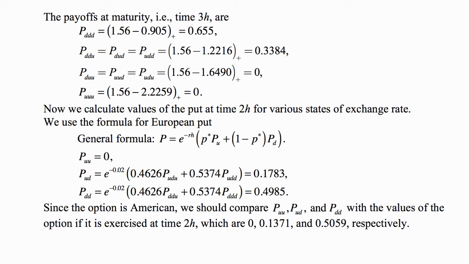For dd, we use the same method, the expected present value under risk-neutral probability using the risk-free rate, over the two nodes that this PDD leads to, PDDU and PDDD. That turns out to be approximately 0.4985. Since the option is American, we should compare these with the values of the option if it is exercised at time 2h, which are 0, 0.1371, and 0.5059 respectively. 0 and 0 doesn't make any difference. 0.1783 is bigger than 0.1371, so it doesn't make sense to exercise the option. But in the down node, the value of exercise is 0.5059 versus the value based on future cash flows of 0.4985. So exercise makes sense in this case.